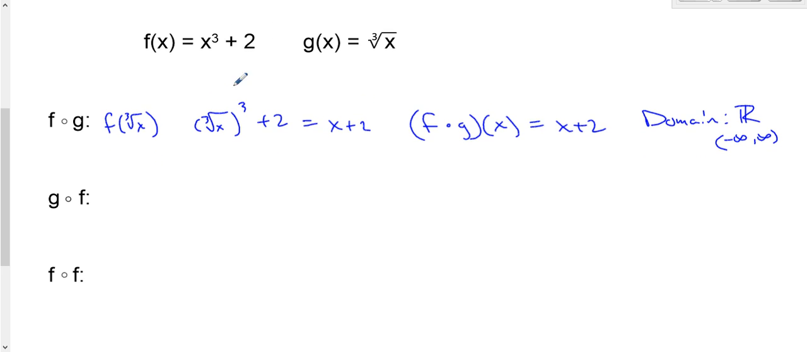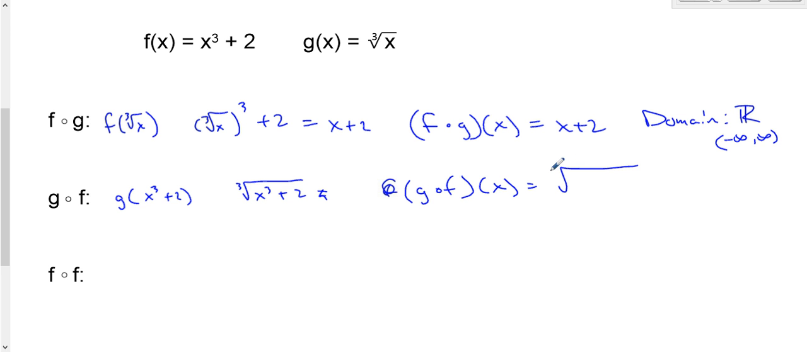G of f is taking the function of g, and we are going to plug in x cubed plus 2. And what we get is the cube root of x cubed plus 2. And we look to see if we can simplify that, and we cannot. So we're done. So g of f of x is equal to the cube root of x cubed plus 2.